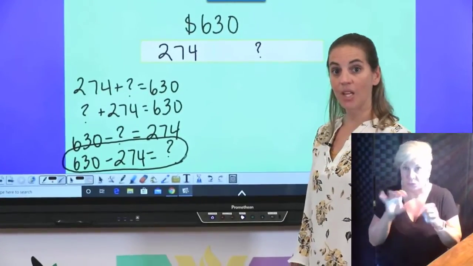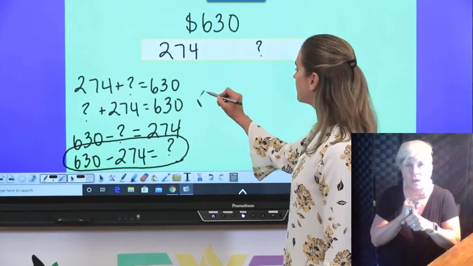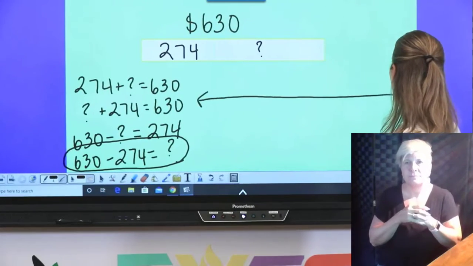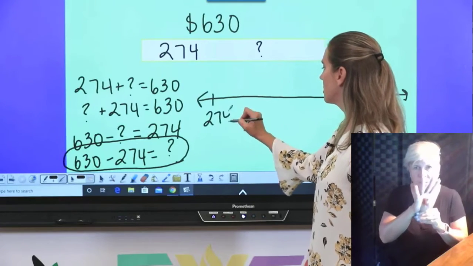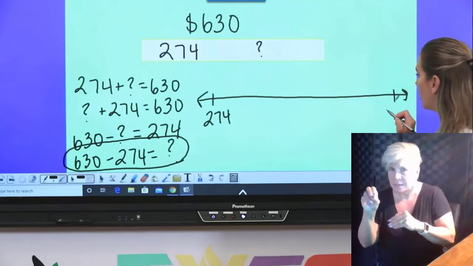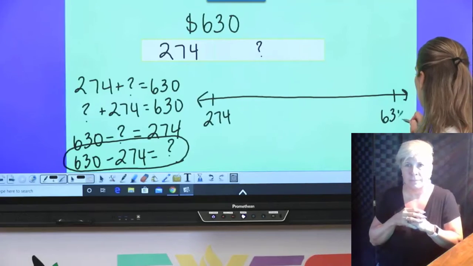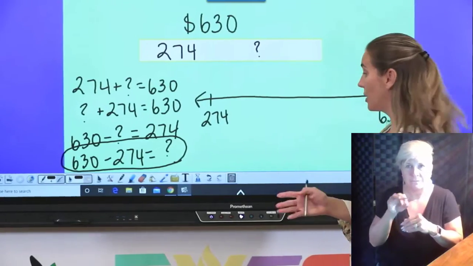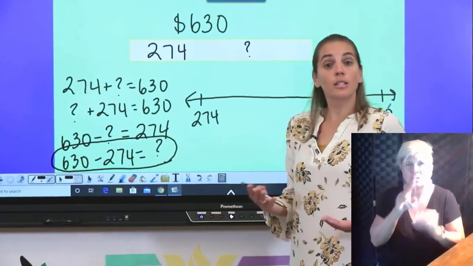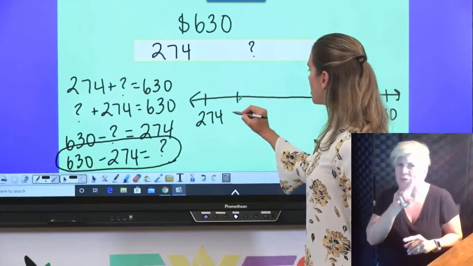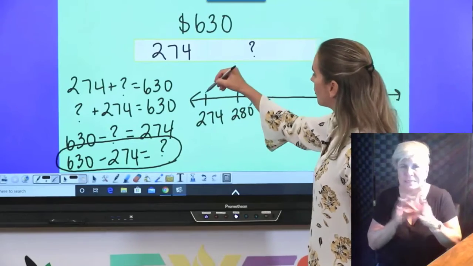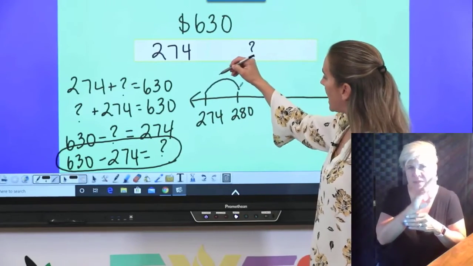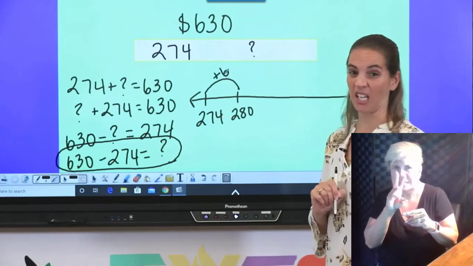Okay, let's do that. Let's use an open number line this time. Open number lines, remember, are going to start with our small number, 274. And they're going to end with our large number, 630. Okay, I need to find my next friendly number after 274. Let's go to 280. If I can get to 280, then that gives me a friendly number I can count by some tens. So from 274 to 280, it's going to be a jump of 6.